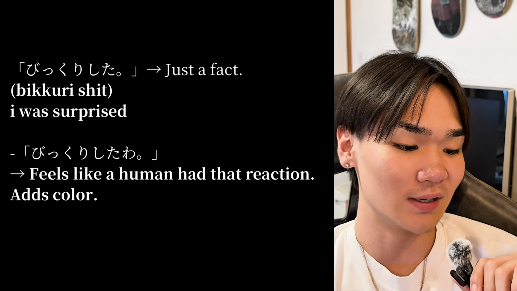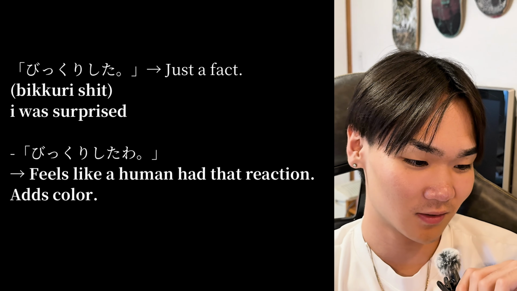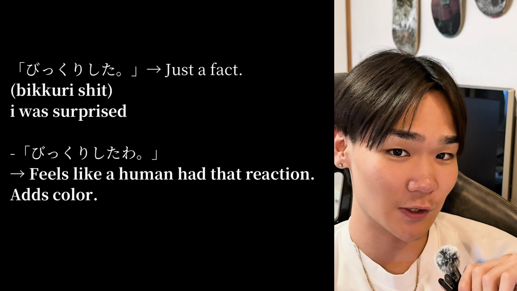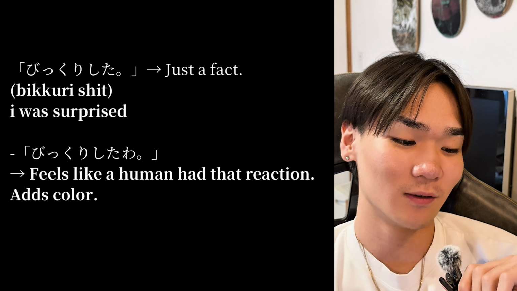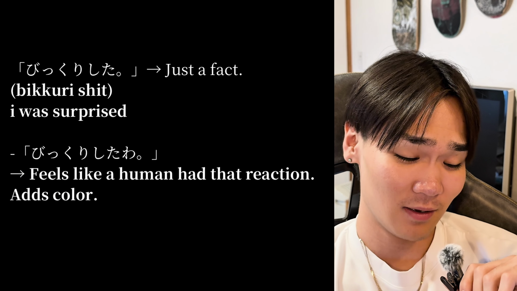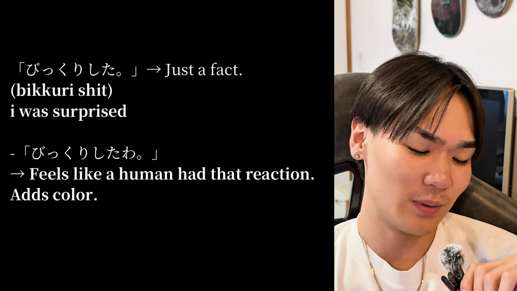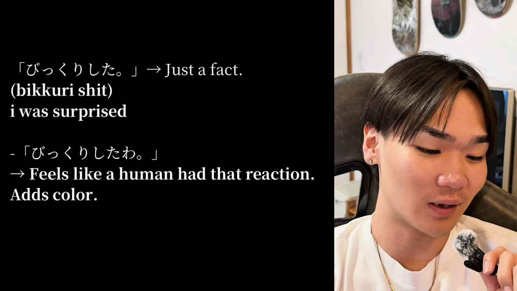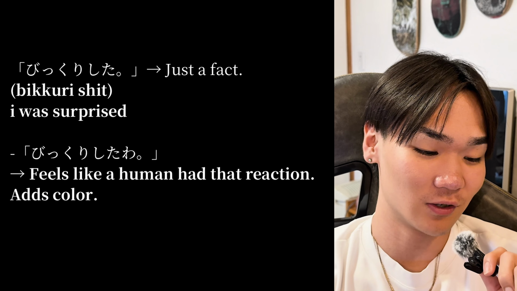Let's quickly compare these two sentences. びっくりした。びっくりした. It just sounds like a fact. But when you add wa at the end, びっくりしたわ。びっくりしたわ. Feels like a human had that reaction. It adds color to the sentence.